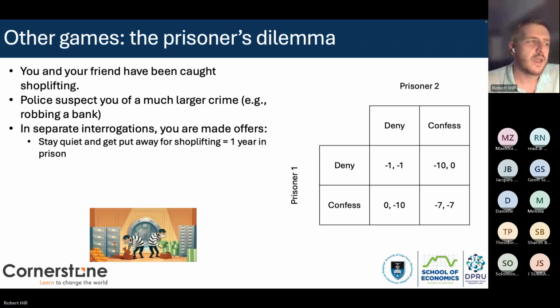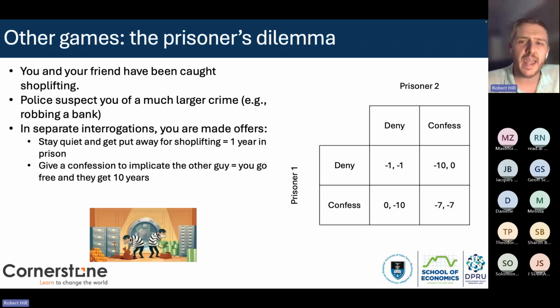But if you confess and implicate the other guy, then we'll let you free. Essentially you're turning state witness, so we'll let you go. We're going to nail the other guy though. You confess and tell us how they were involved. We're going to get them away for 10 years. Obviously they were the mastermind. We're going to get them.